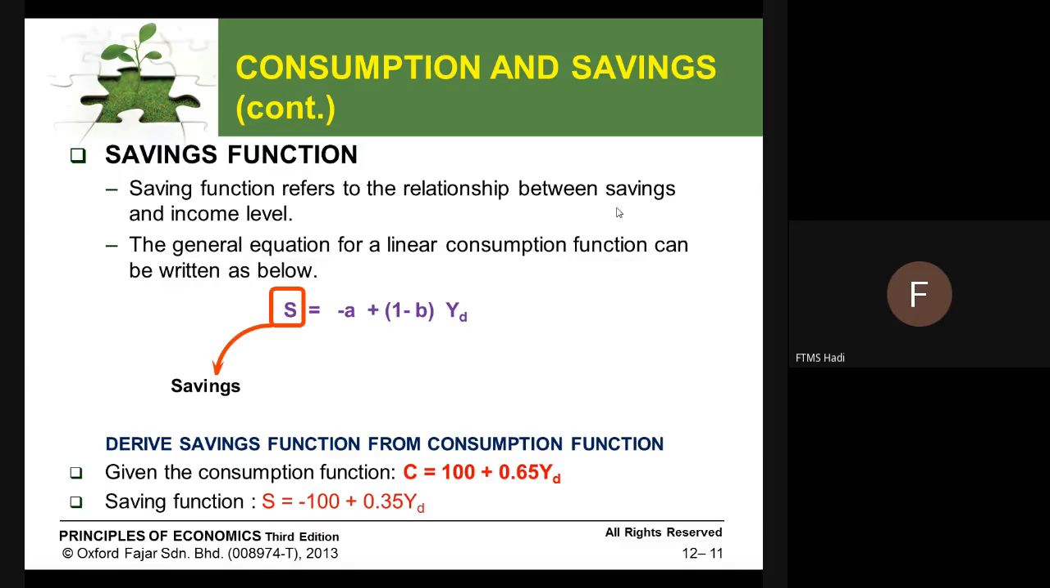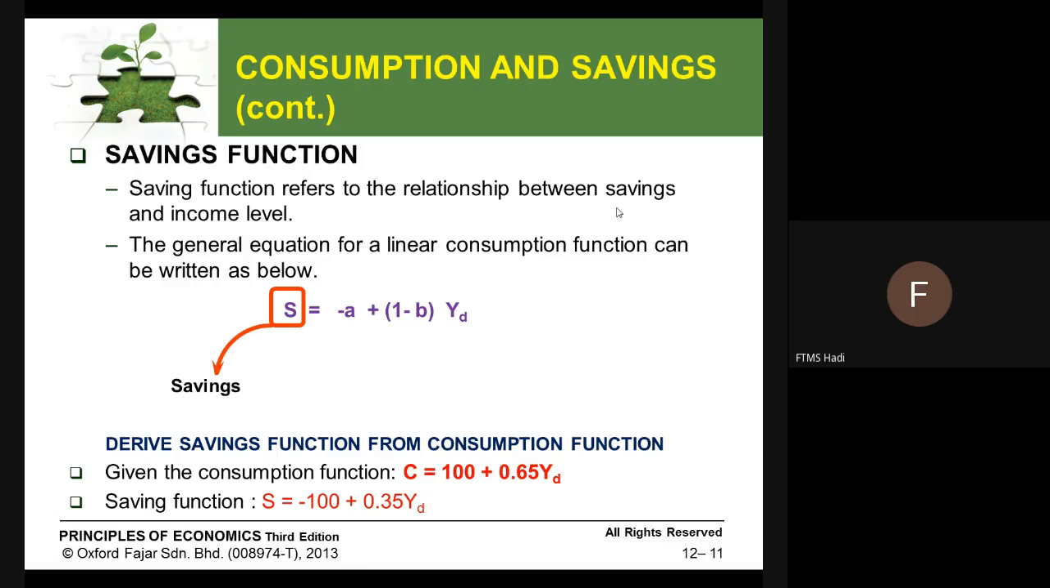Okay, you see here, given the consumption function, because consumption and saving are like brothers, let's say the consumption function given is 100 plus 0.65 YD. So therefore, how to calculate savings?